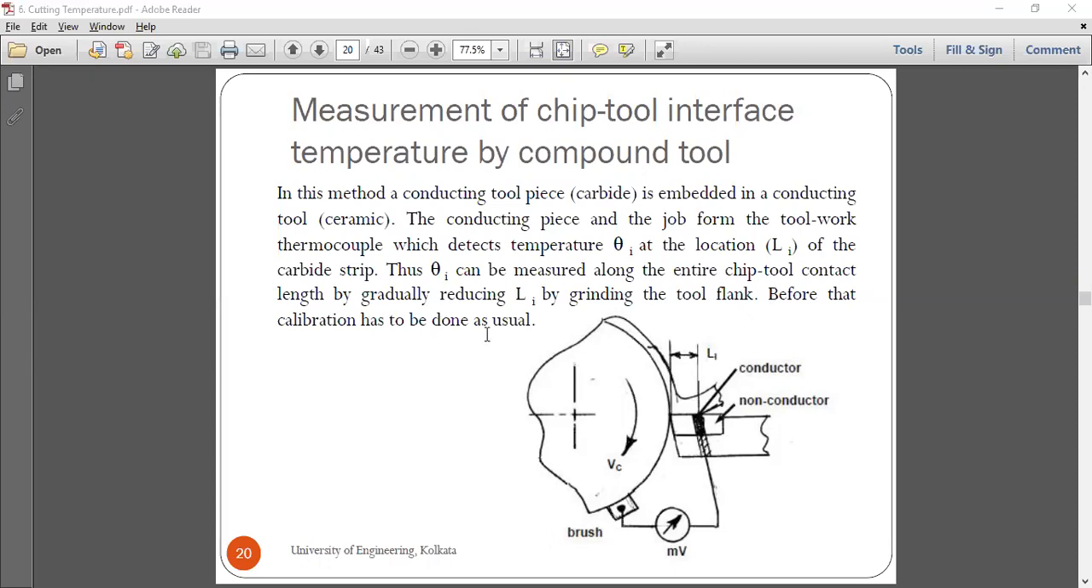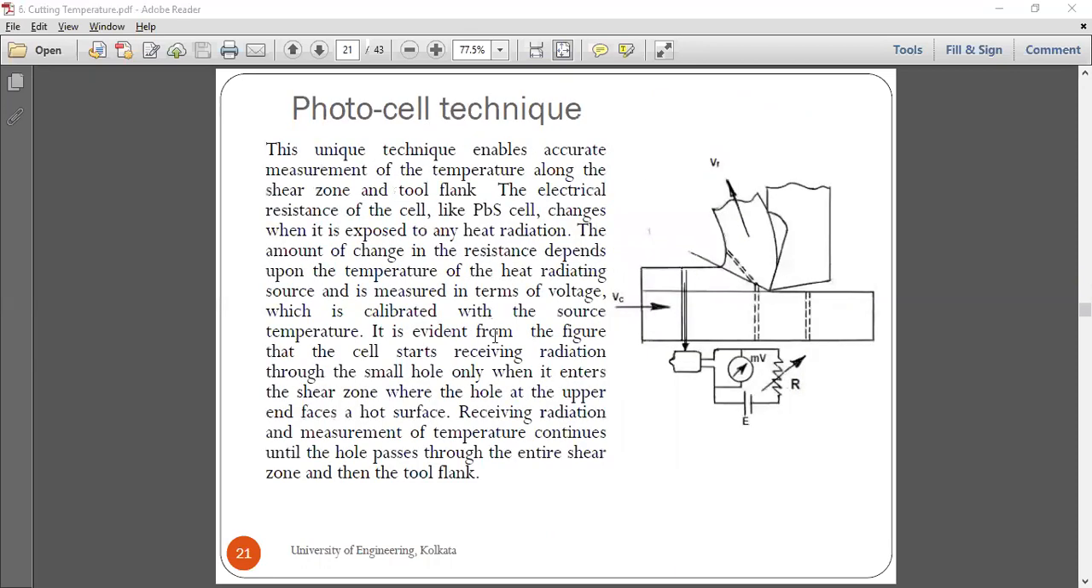Calibration has to be done properly before that. The last one is the photocell technique. This unique technique enables accurate measurement of the temperature along the shear zone and tool flank. So you can use the photocell technique for this.